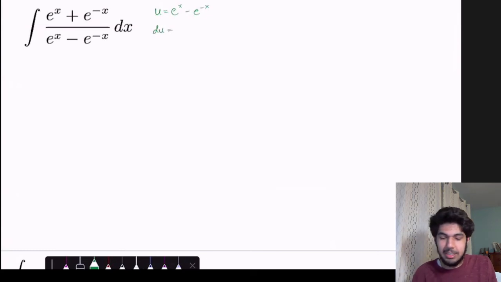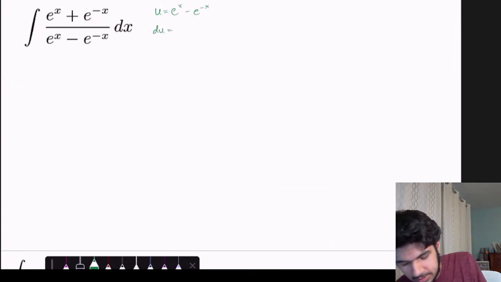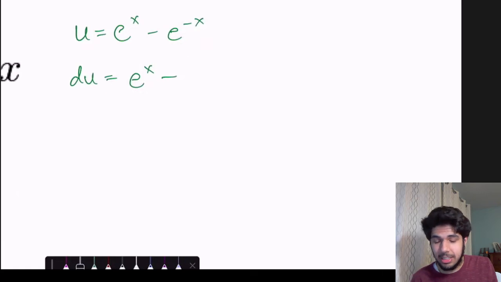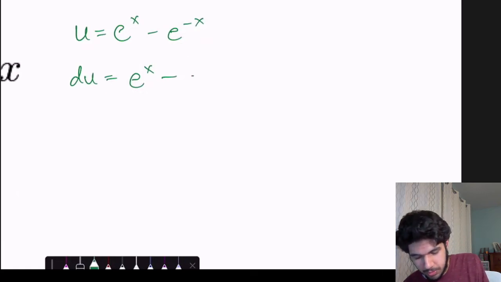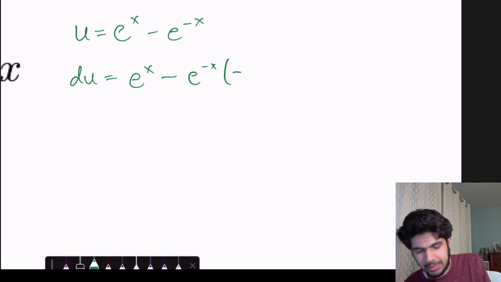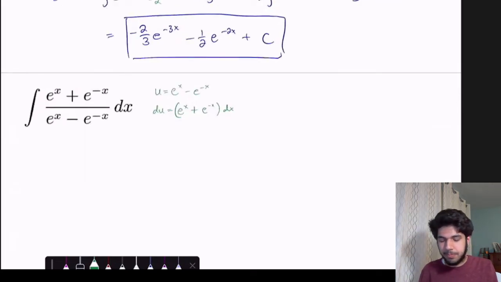Du, what's that going to equal? Well, the derivative of e to the x is e to the x minus, now we want to take the derivative of e to the negative x. So we keep that e to the negative x, multiply by the derivative of the power, which in this case is minus 1. So let's just get rid of that minus 1 and change this to a plus sign and say that is what we have.